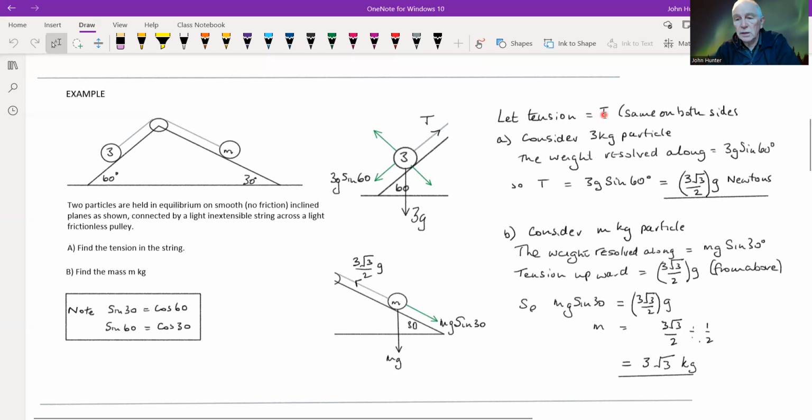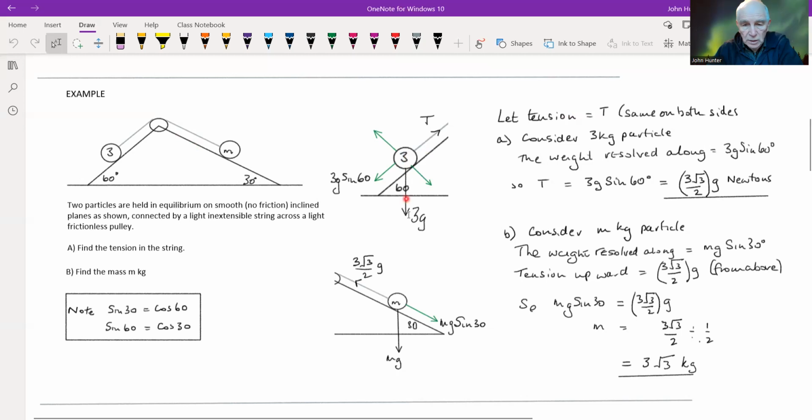That will be the value T newtons. And first of all, we consider this 3 kilogram particle. Okay, well, what have we got? Well, we've got the tension pulling it up the slope.